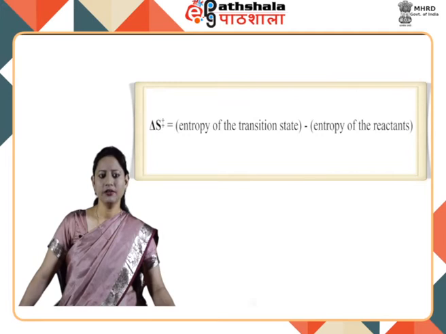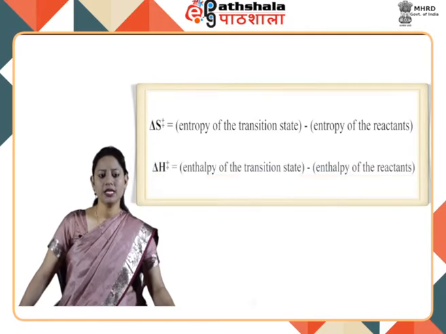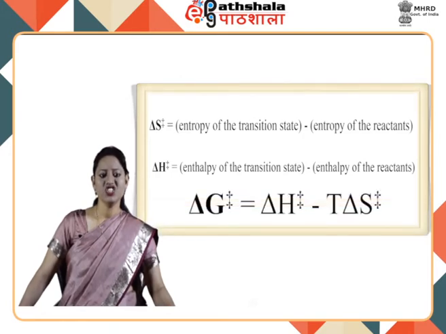Delta S dagger equals the entropy of the transition state minus the entropy of the reactants. Delta H dagger equals the enthalpy of the transition state minus the enthalpy of the reactants. Delta G dagger equals delta H dagger minus T delta S dagger.